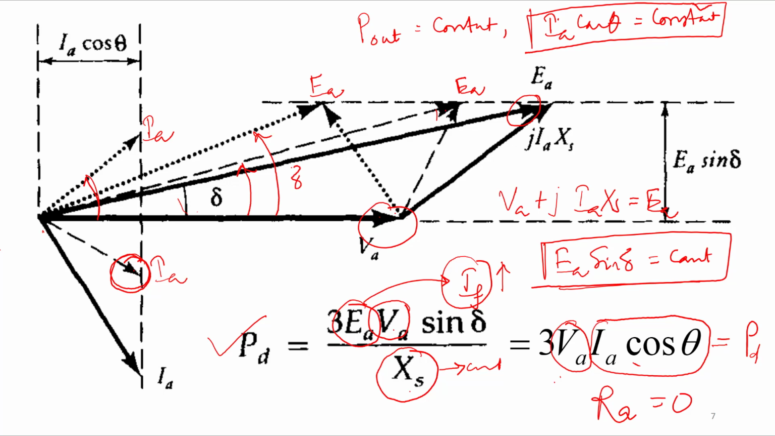So up to what point can we increase this delta? Can you tell? Up to what point can we increase this delta? Suppose your IA is leading by 90 degrees, then what will be the delta value? Suppose your IA is here.